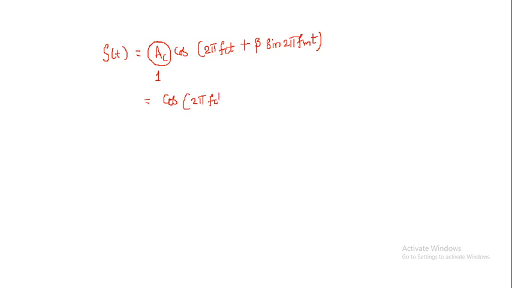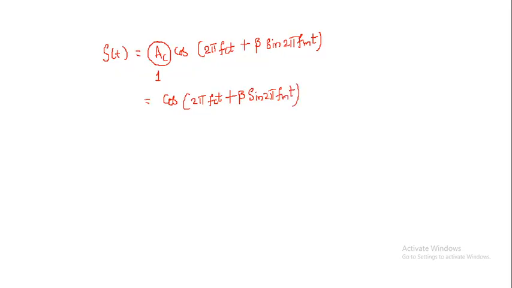So S of t is given as AC cos of 2 pi fct plus beta sine 2 pi fmt. Let us assume this AC as 1 for our ease of building the blocks. So your final equation will be cos of 2 pi fct plus beta sine 2 pi fmt.